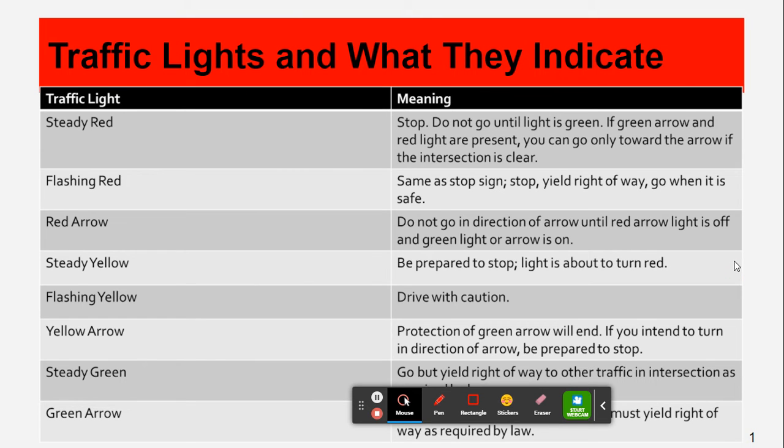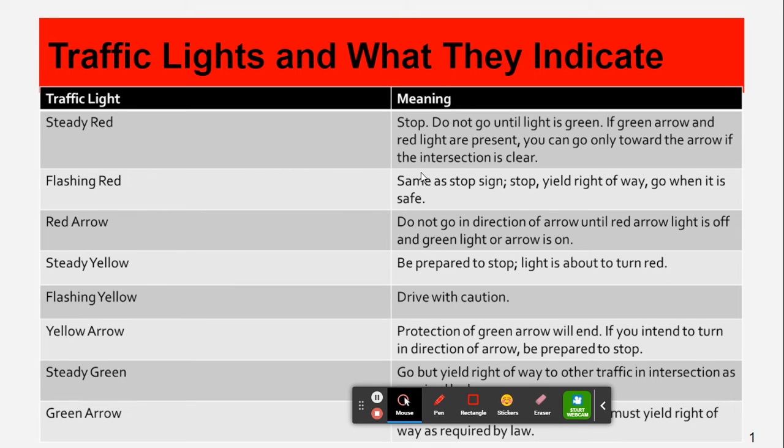Traffic lights and what they indicate, right? So a steady red means stop. Do not go until the light is green. If a green arrow and red light are present, you can go only toward the arrow if the intersection has cleared. I should have the words "has cleared." Okay. If the intersection is full of cars, you need to just wait it out.